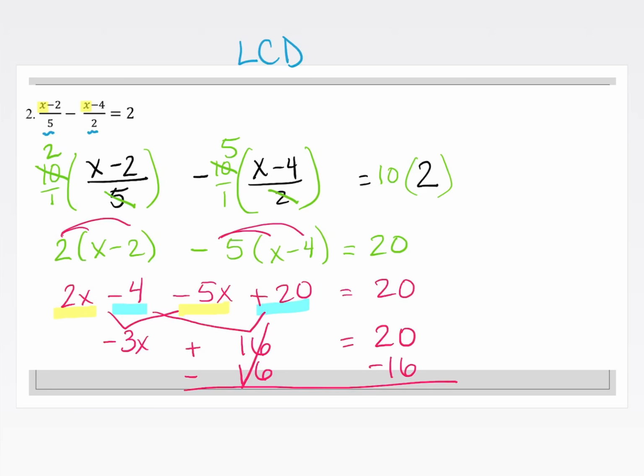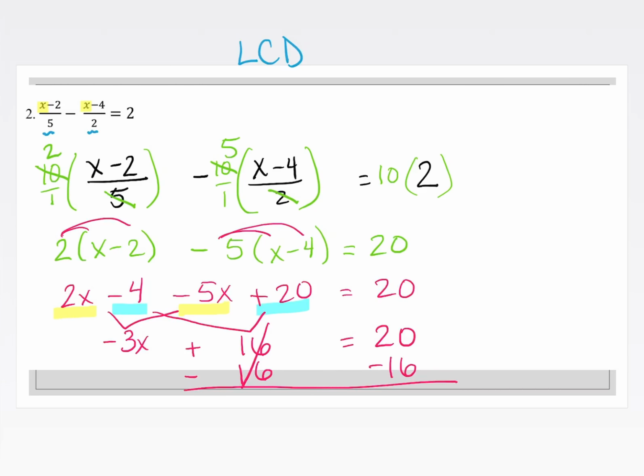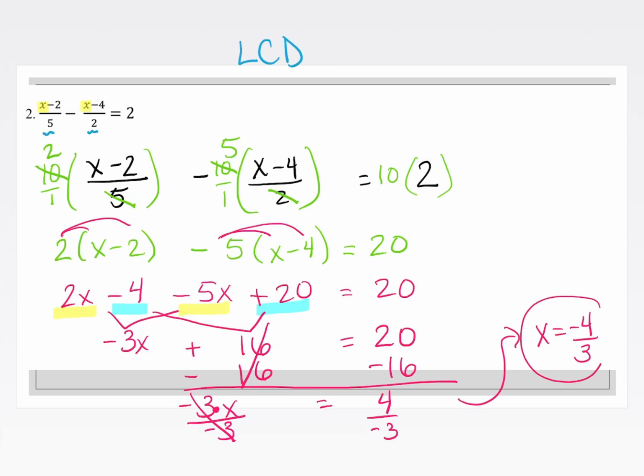What we do to one side, we have to do the other. So we have negative 3x equals positive 4. Now, since this is negative 3 times x, we're going to divide both sides by negative 3. And we will end up with x equals negative 4 thirds.